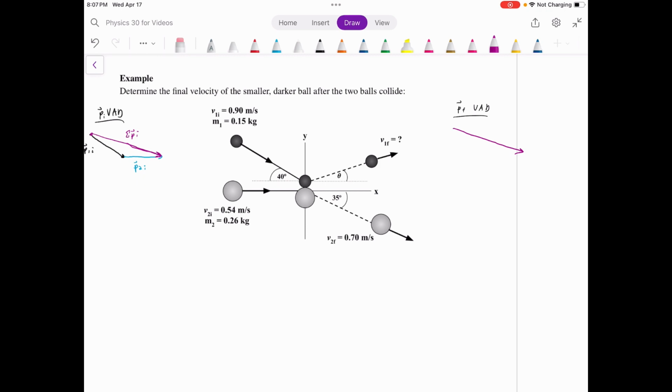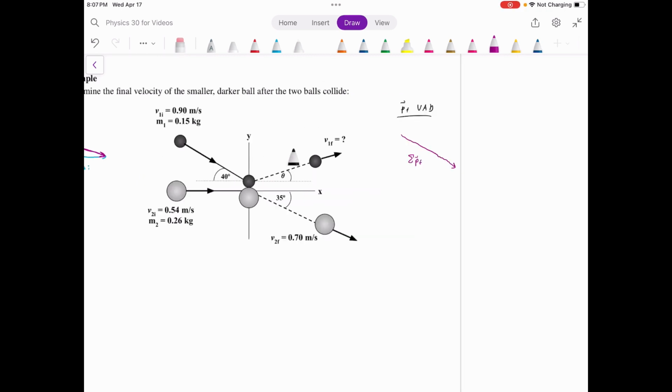Now we're just getting it in a slightly different way here, because now this ball is kind of going up and to the right, while this one is kind of going down and to the right, right? So we're kind of doing the vector addition diagram backwards here, but if we were to draw in the momentum of ball 1 final, it's going to end up looking something like that. And momentum of ball 2 final, something like that.